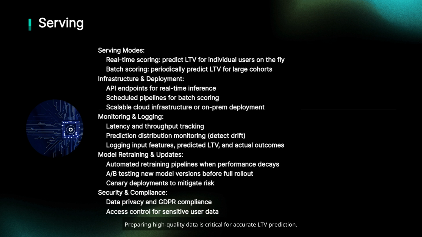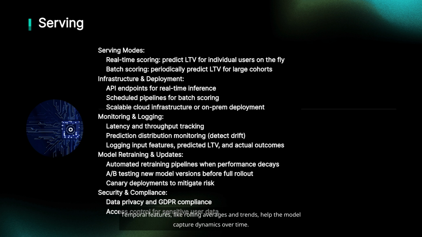Preparing high-quality data is critical for accurate LTV prediction. We start by collecting data from multiple sources, including user demographics, in-app activity, transaction history, and marketing engagement. Cleaning the data involves removing duplicates, handling missing values, and correcting inconsistencies in formats. Feature engineering is a key step. We create aggregated behavioral features such as average session length, RFM metrics, and cohort-based variables.